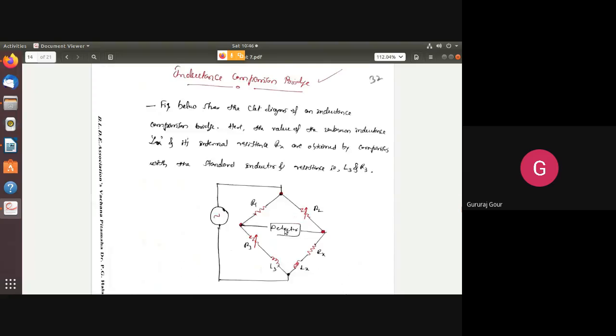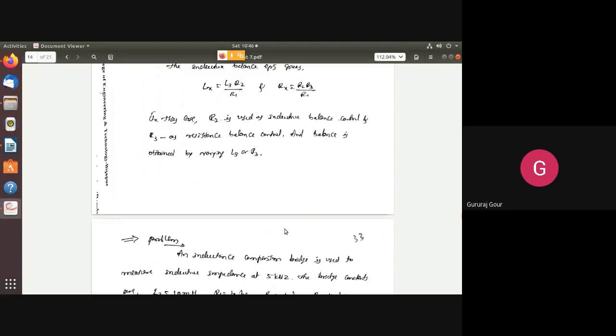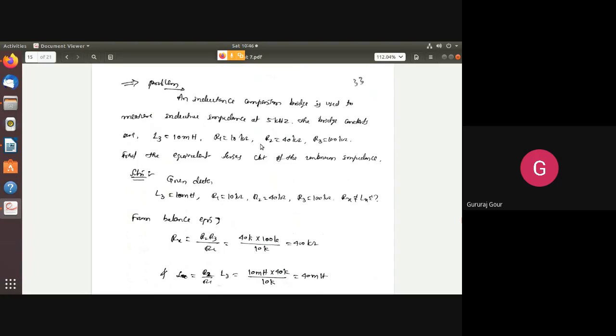So that is a homework. You can work it out. You can easily get it. So a similar problem will be given.